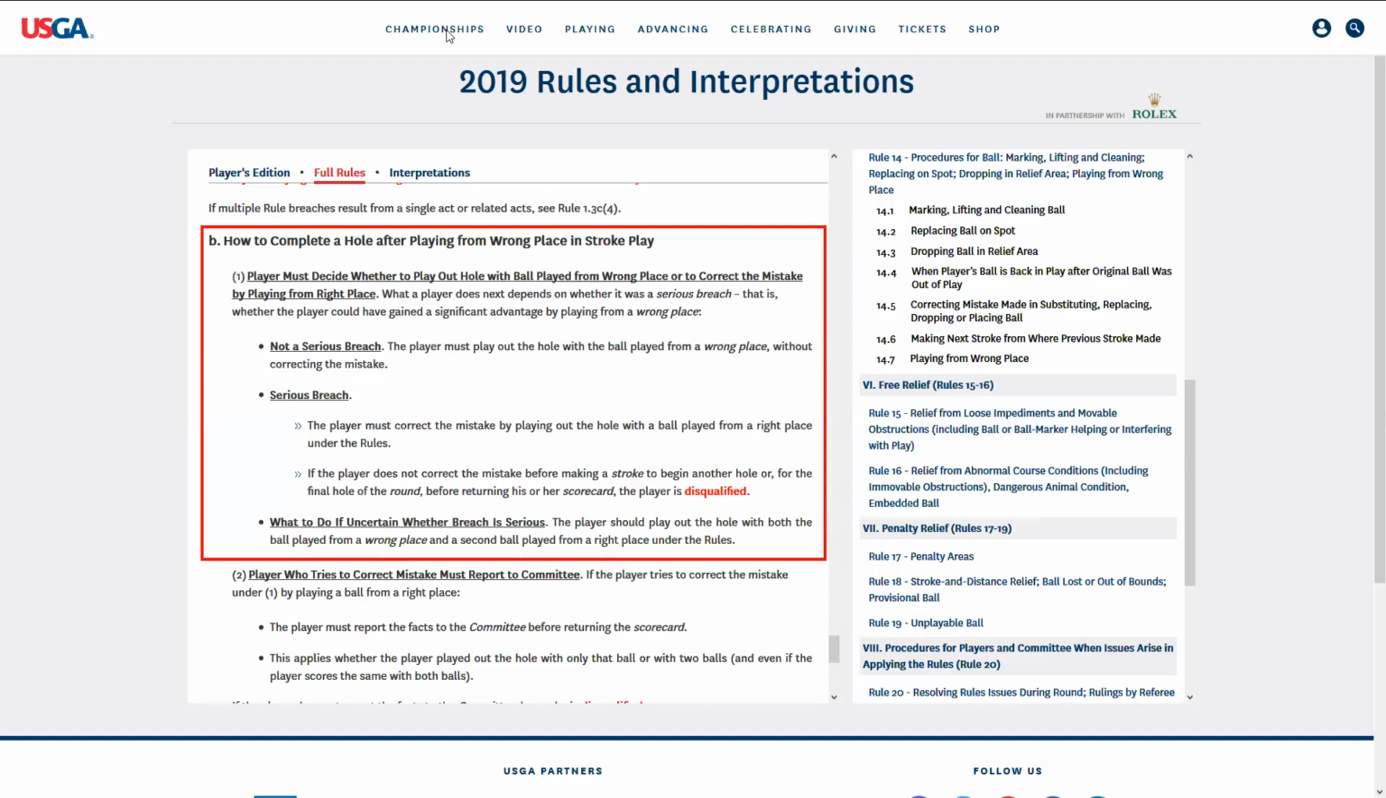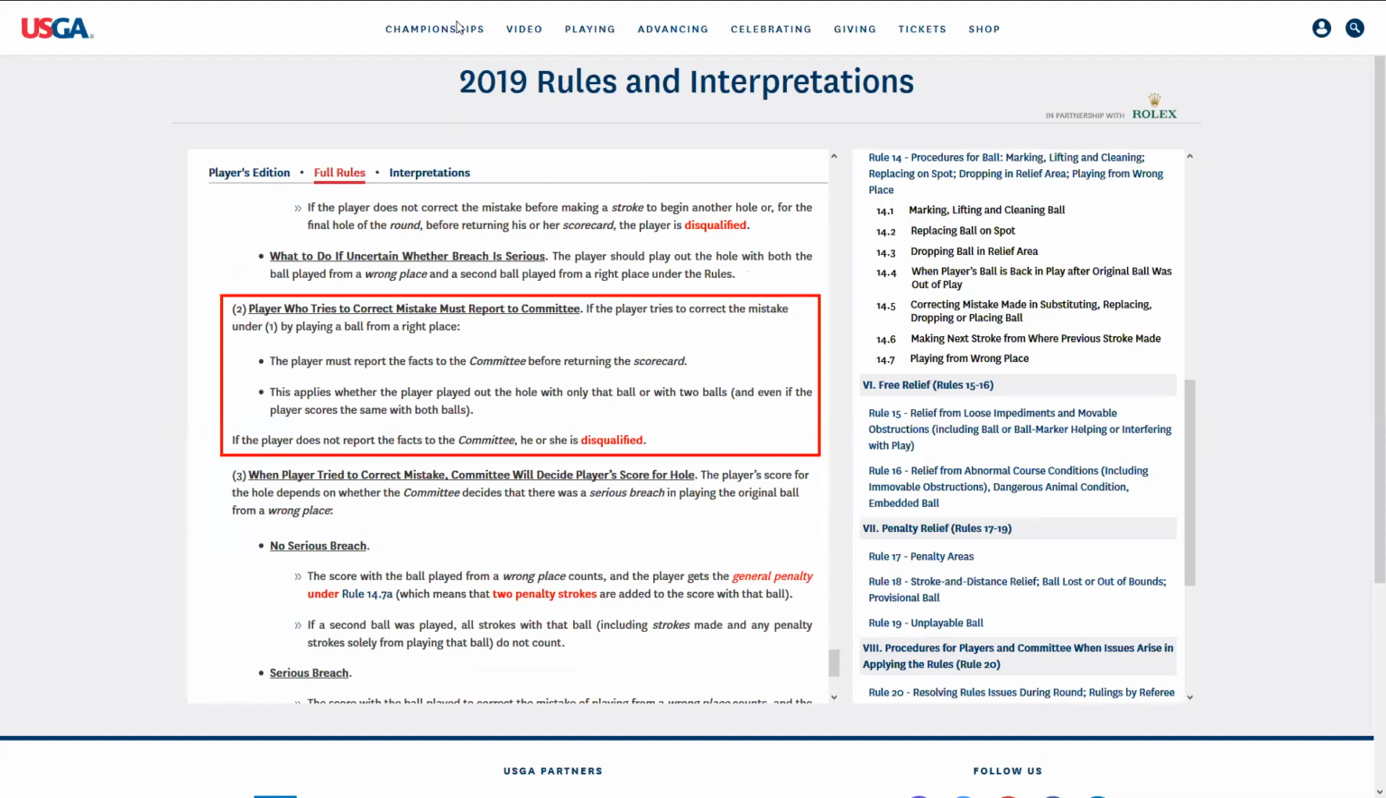All right, number 2. Player who tries to correct mistake must report to committee. If the player tries to correct the mistake under 1 by playing a ball from the right place, the player must report the facts to the committee before returning his scorecard, and this applies whether the player played out the hole with only 1 ball or with 2 balls, and even if the player's score is the same with both balls.